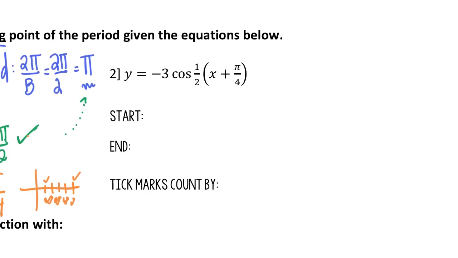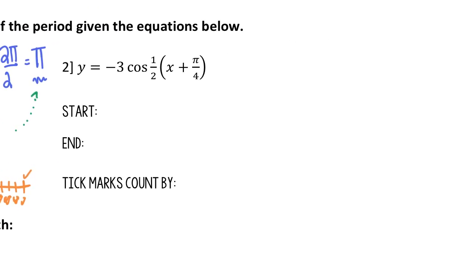Let's try out the one to the right. If it helps you, label A, B, and C. And again, take note that this B value is already factored out from the parentheses. The start you find by looking for your phase shift. Phase shift is the C value. It looks like plus pi over 4, but remember when you take it out of the equation, you take the opposite. So it's actually starting at negative pi over 4.